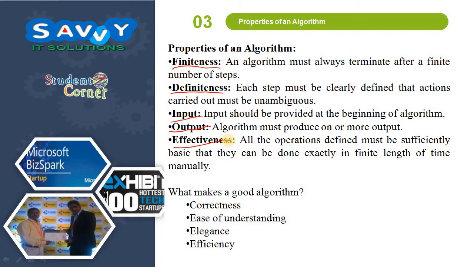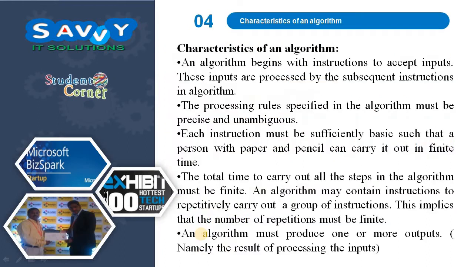Input should be provided at the beginning of the algorithm. Output: an algorithm must produce one or more outputs. Effectiveness: all the operations defined must be sufficiently basic that they can be done exactly in a finite length of time manually. What makes a good algorithm? Correctness, ease of understanding, elegance, and efficiency.